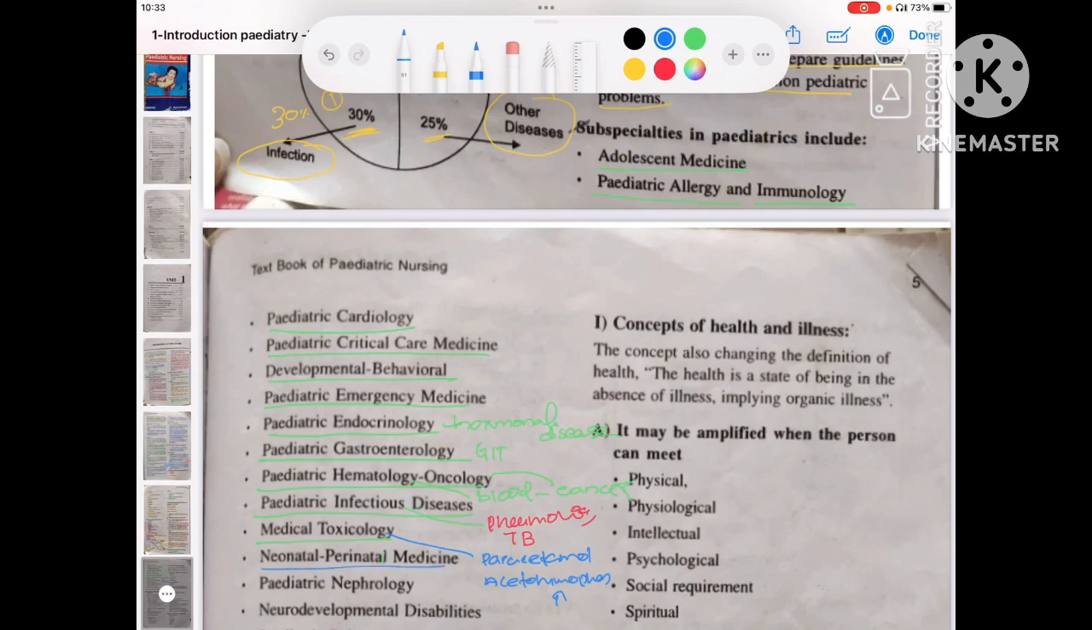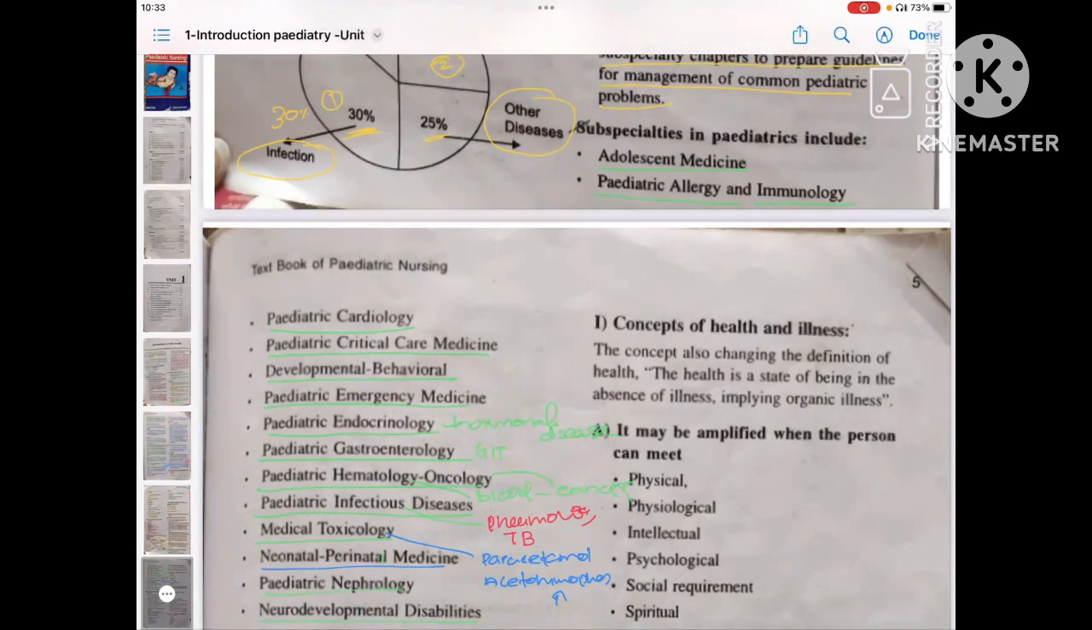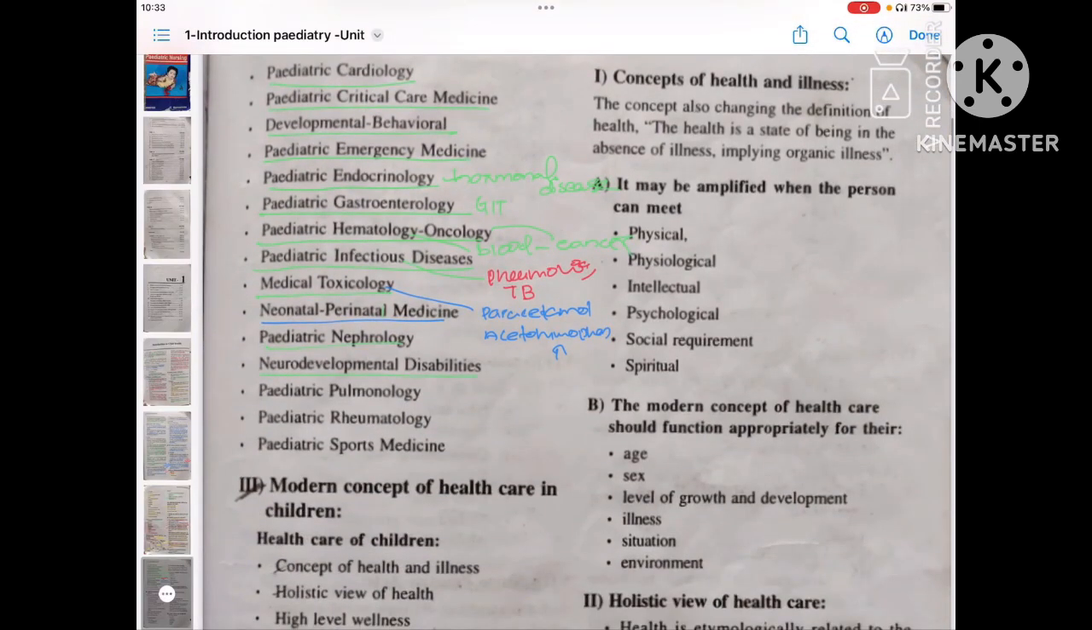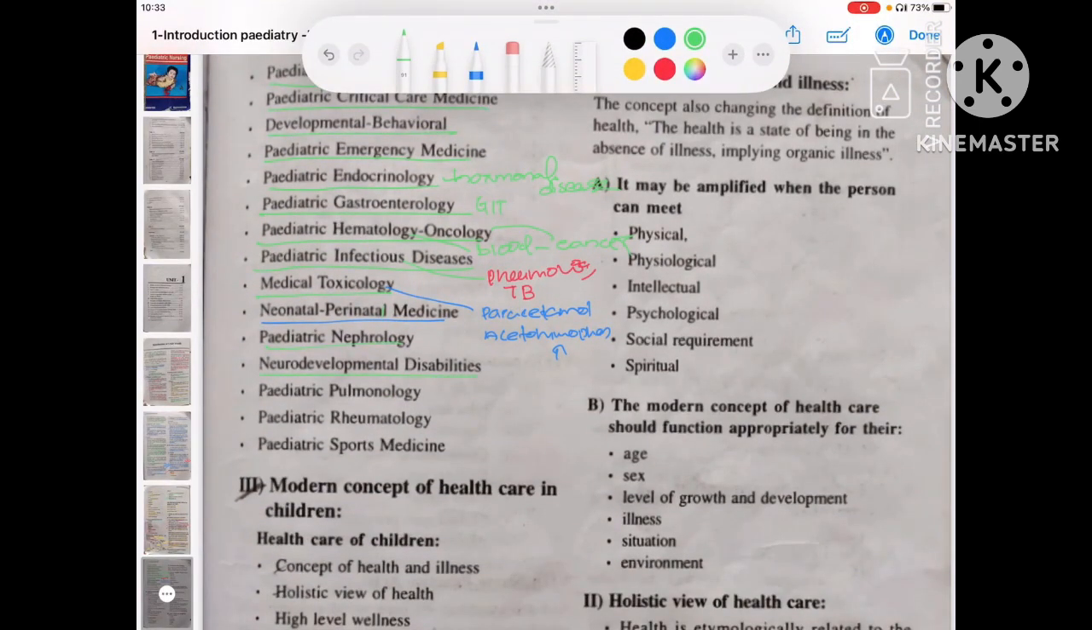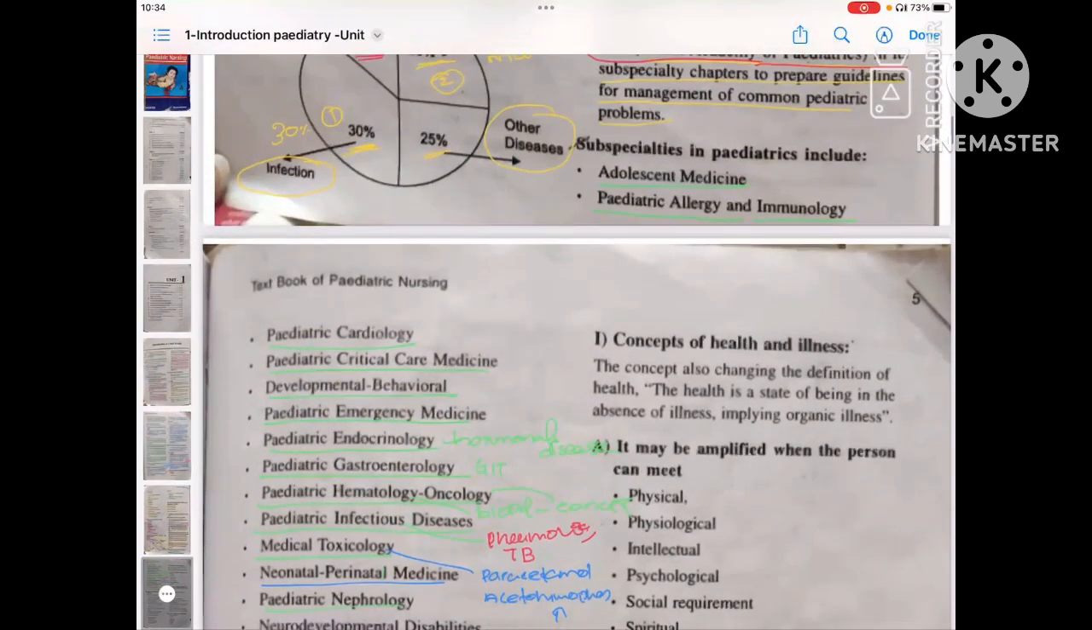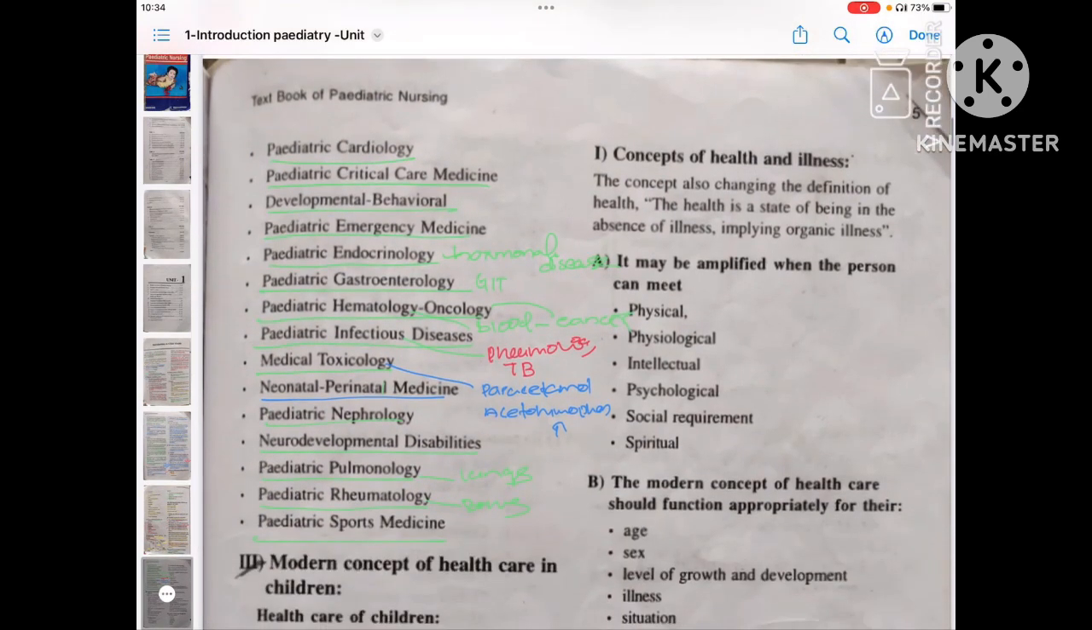perinatal medicine and pediatric nephrology and neurodevelopmental disability. What is a neurodevelopmental disability? It is related to the nerves. Then pediatric pulmonology, which is related to the lungs. Then pediatric rheumatology, which is related to bones, all these things. Pediatric sports medicine. Okay, so these are the subspecialties that come under pediatrics.